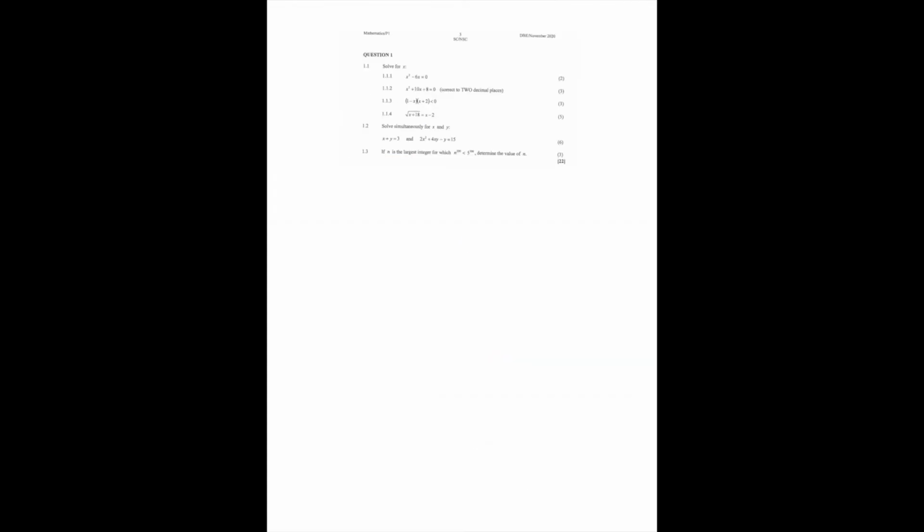Okay, the next question, 1.2, is solving simultaneous equations. So we are solving for the values of x and y. The equations that are given are x plus y equals 3. Let's call that equation 1.